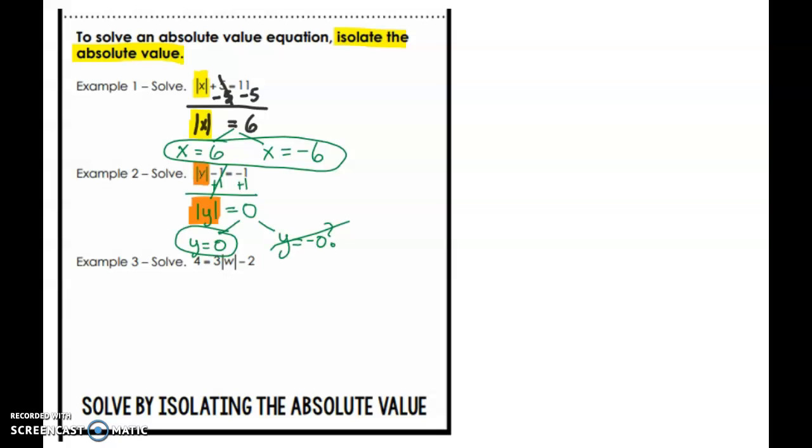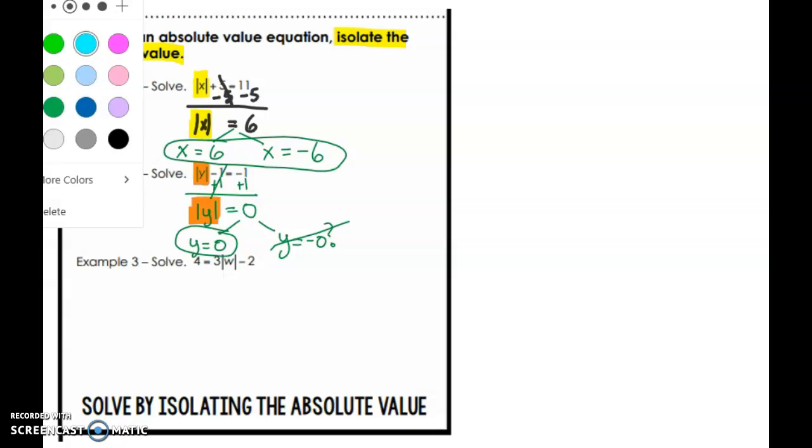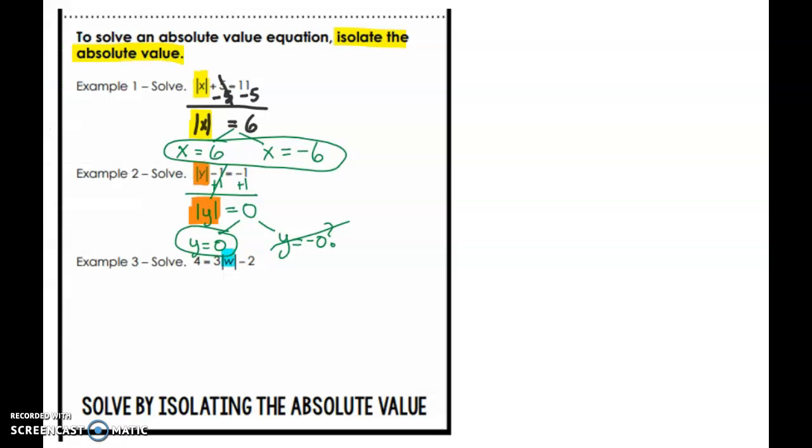So let's go ahead down here at the bottom and let's highlight our absolute value, just the stuff inside of it. Don't highlight that 3, it's not inside the absolute value. All right, so we have to get the absolute value by itself. We have a 3 and we have a -2. But remember, when you're solving, you use PEMDAS backwards, so you add or subtract first. So first, we're going to add the 2. All right, so I have 6 equals 3 absolute value W.